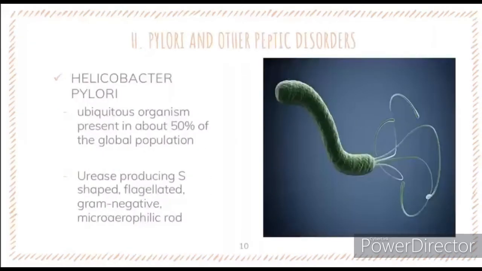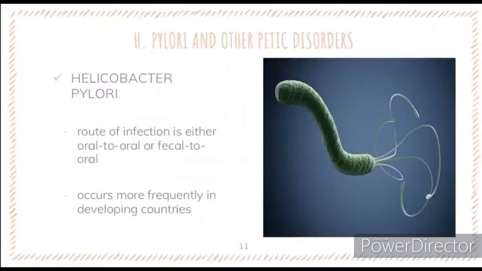Now we proceed to H. pylori and other peptic disorders. We all know that Helicobacter pylori is a ubiquitous organism present in about 50% of the global population. It is a urease-producing, S-shaped, flagellated, gram-negative microaerophilic rod. The route of infection of H. pylori is either oral to oral or fecal to oral, and it occurs more frequently in developing countries.